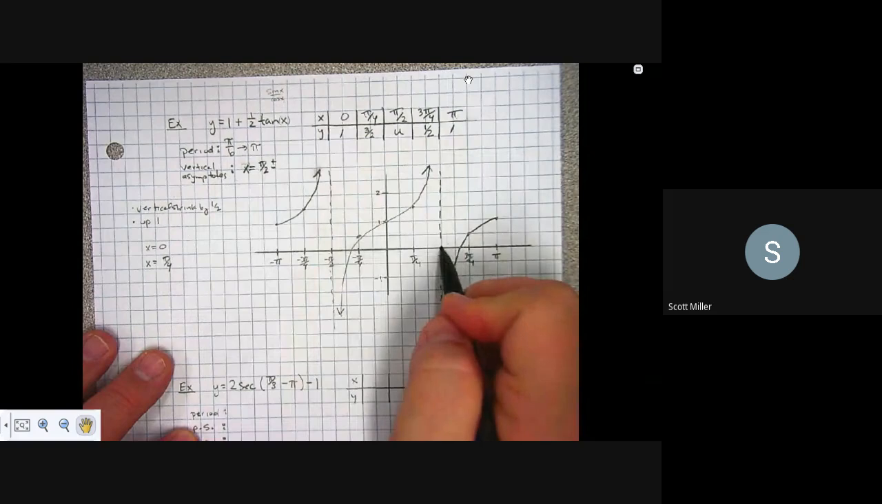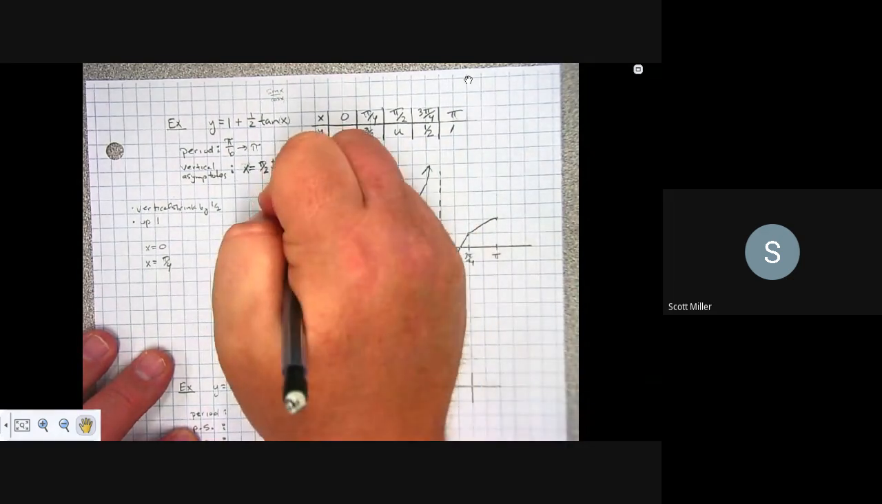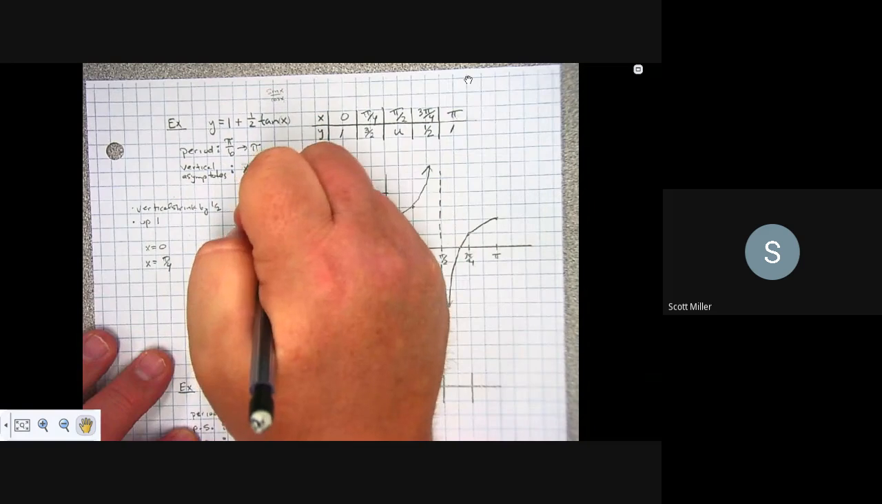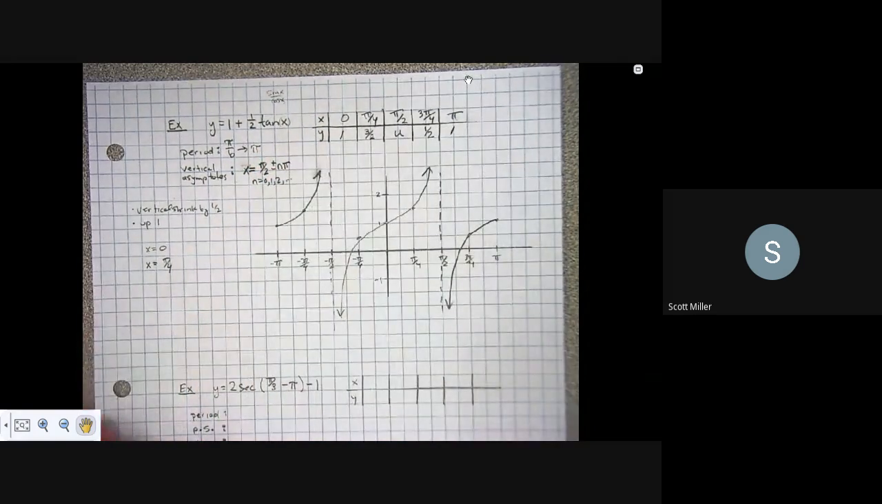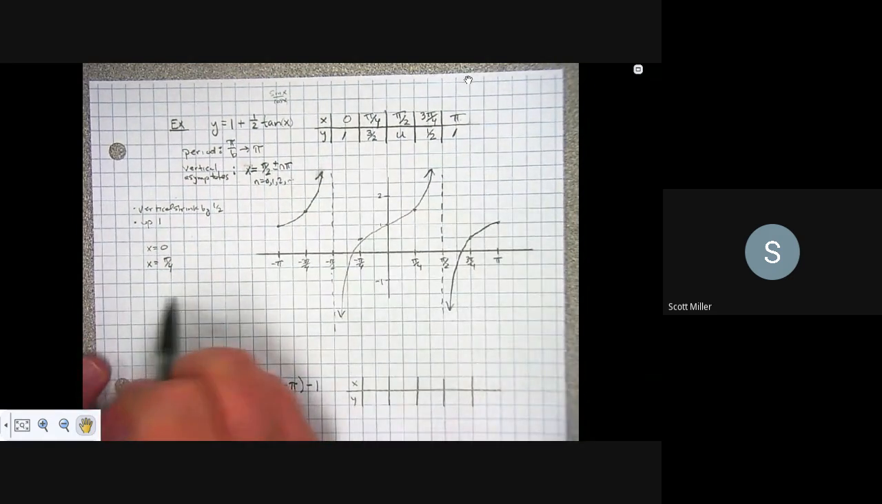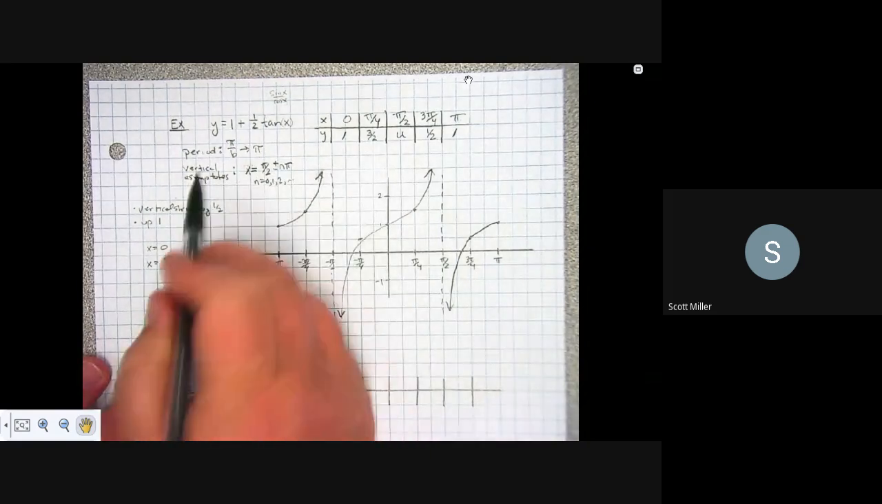And then the next one is how far apart? Pi. So that means n pi. And then n is the counter. So that's the vertical asymptotes. If I was going to list the domain, it would be all the real numbers. X cannot equal those. Okay, but I'm just listing what they are.